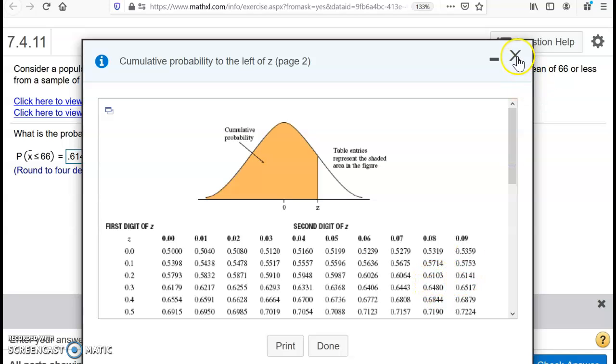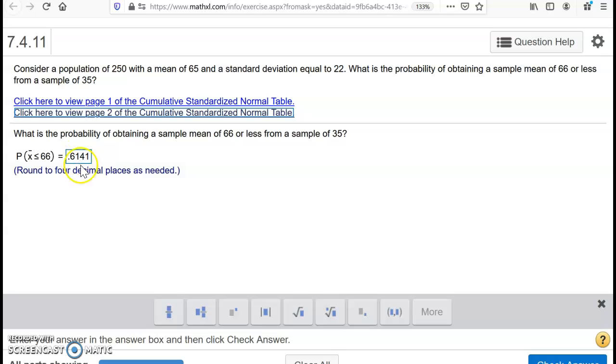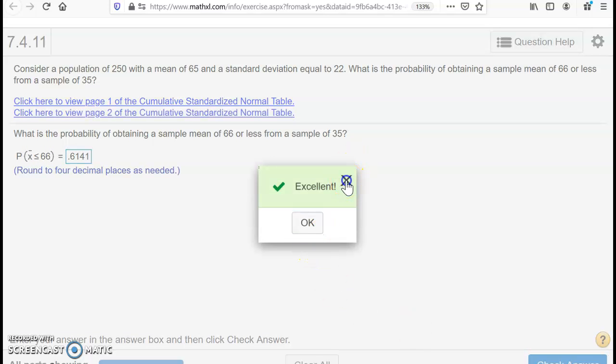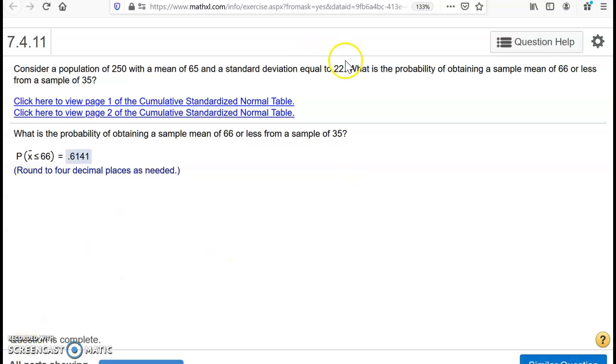Okay, so there's a 61% probability that the sample mean is going to be less than or equal to 66. Okay, so let me know if you have any questions about how to get your z-score and use that, and any questions about rounding or anything that you might have.